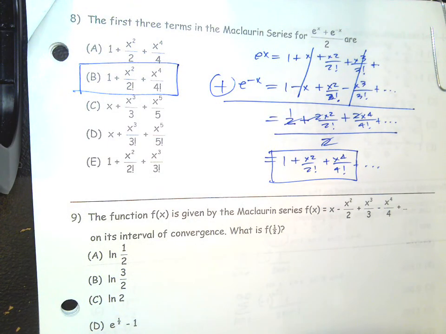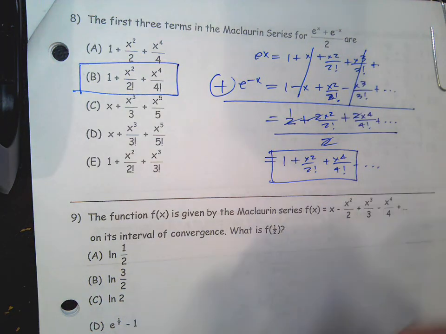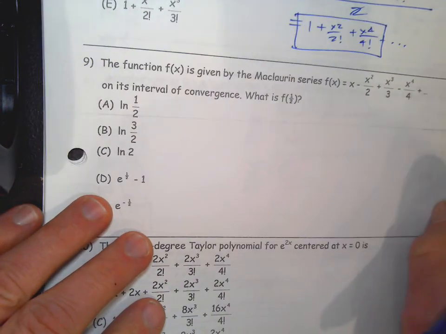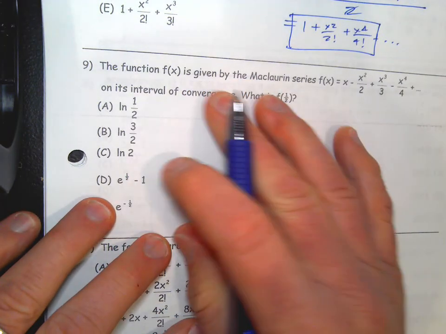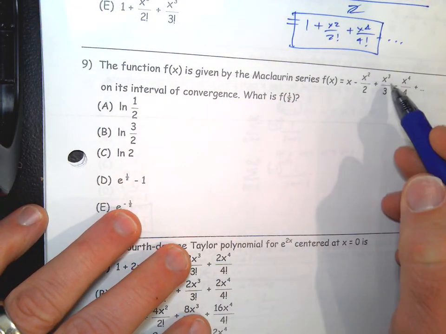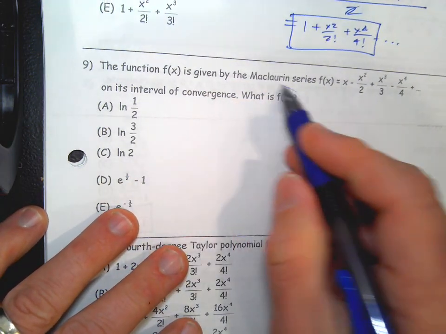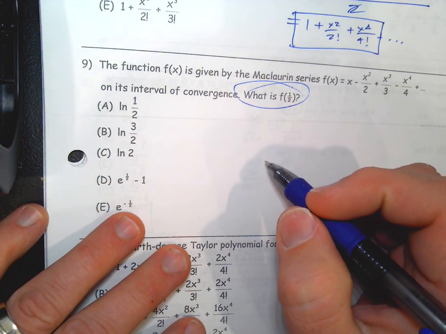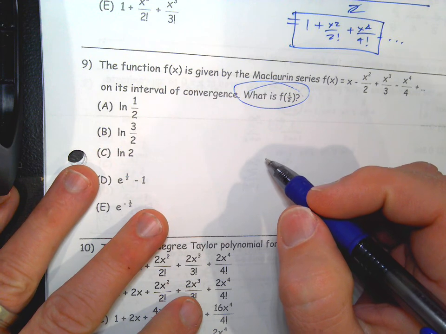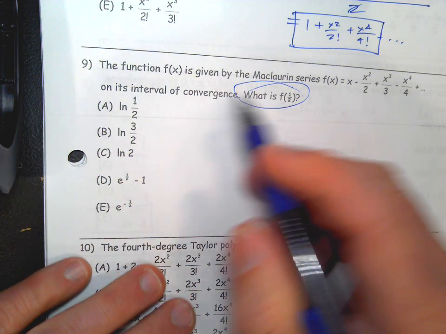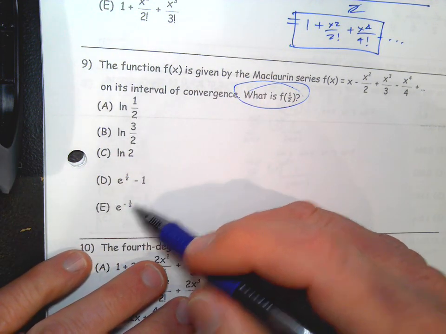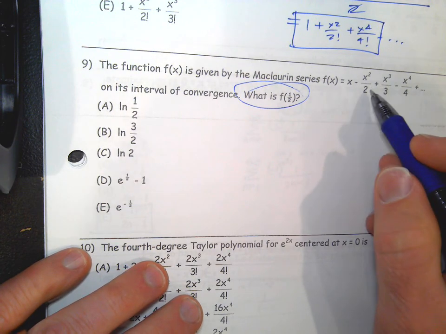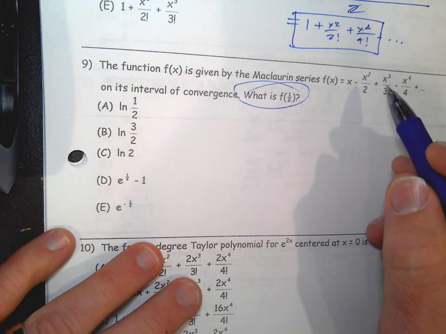The other way to do it is to take lots of derivatives and build them up. It's a lot of work. A lot of work. I wouldn't do it that way. Okay. The function f is given by the Maclaurin series. So here's a Maclaurin series on the interval of convergence. What is f of 1/2? So I guess what we're trying to do is maybe look at all these answers. They have natural logs and e's and stuff. So I think we're trying to recognize what special function this is.